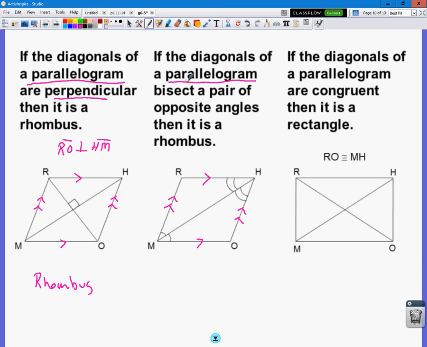If I know it's a parallelogram and opposite angles are bisected, then I know for sure that this is a rhombus. If I know that these are equal to each other, I know that this is a rhombus. In fact, if these two are equal to each other, and this was a parallelogram, these will in fact also be the same. So if I told you one of these was 40 degrees, all of these would be what? 40 degrees.